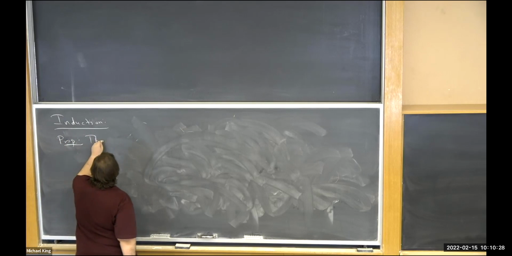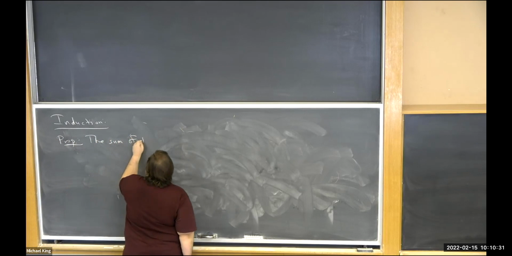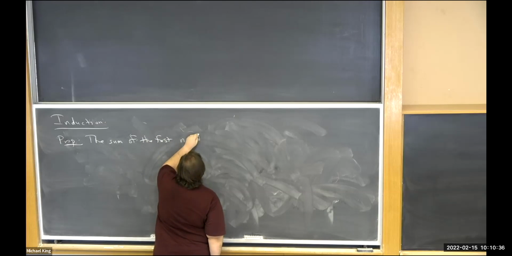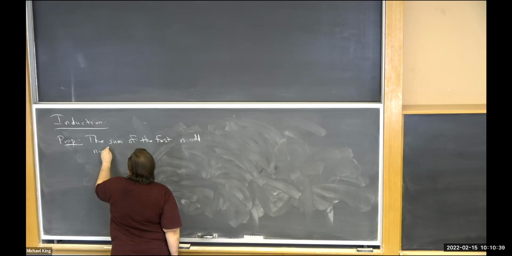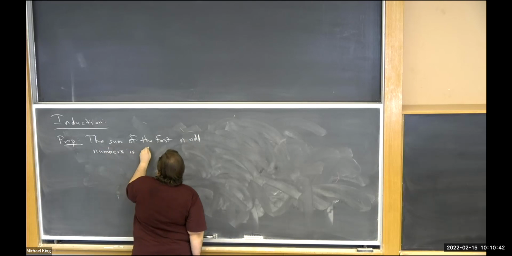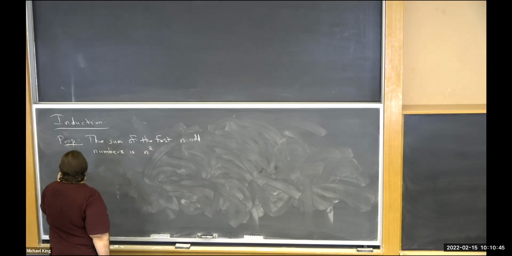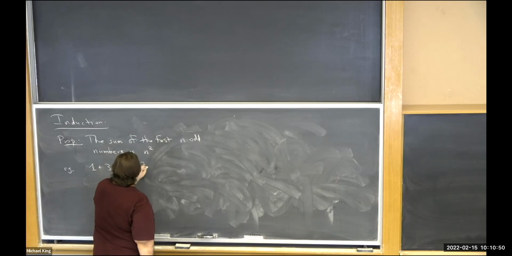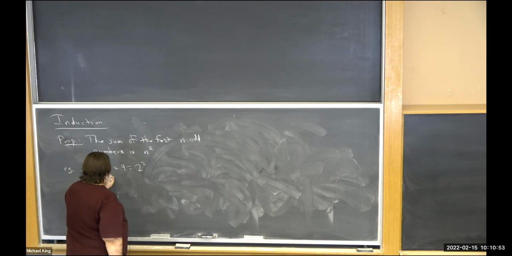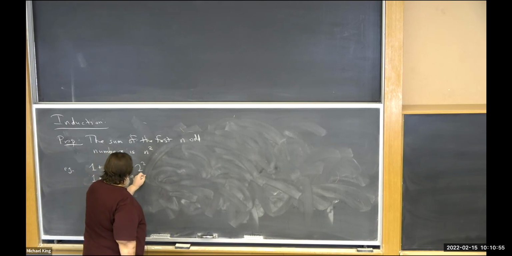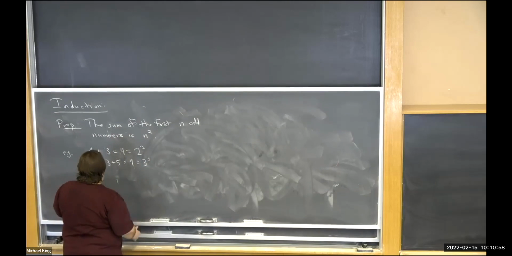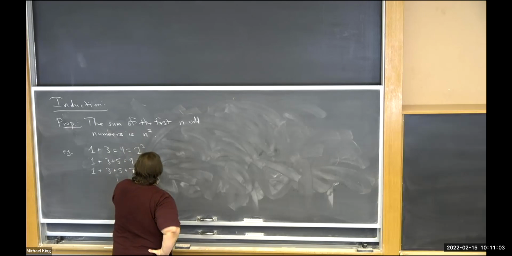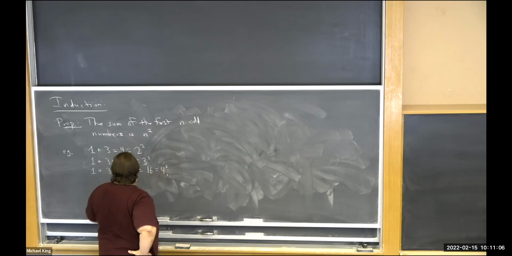The sum of the first n odd numbers is n squared, right? For example, 1 plus 3 is 4, which is 2 squared. 1 plus 3 plus 5 is 9, which is 3 squared. 1 plus 3 plus 5 plus 7 is 16, you can check, which is 4 squared, etc., right?